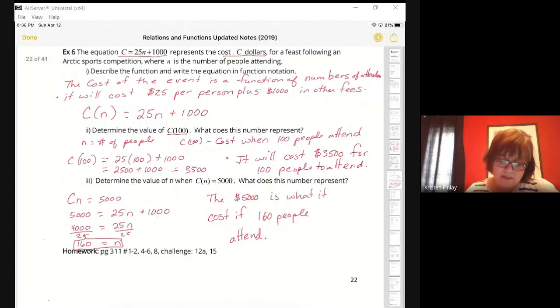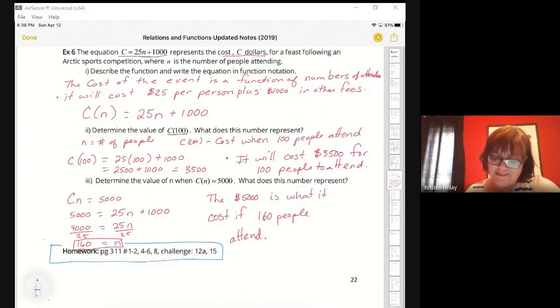Now, what's our assignment? Our assignment from your book, page 311, 1 and 2, 4, 5 and 6, 8, and then challenge 12A and 15. And when you've completed that, then you can do the Google assessment form. Thanks, guys. Okay.